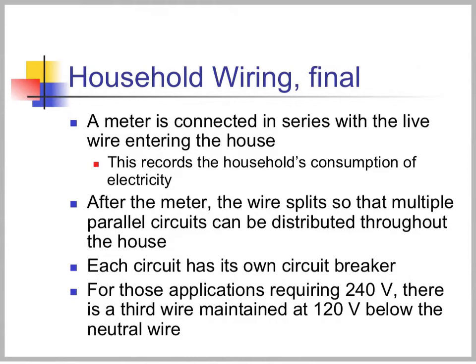Now, sometimes we have devices that require a higher voltage, or 240 volts. For example, an electric stove or a dryer have a lot of energy needs, and so there's actually a third wire that's maintained 120 volts below the neutral wire. So in that case, I hook up my dryer between the plus and minus 120 volt wires and get 240 volt potential difference between the two.